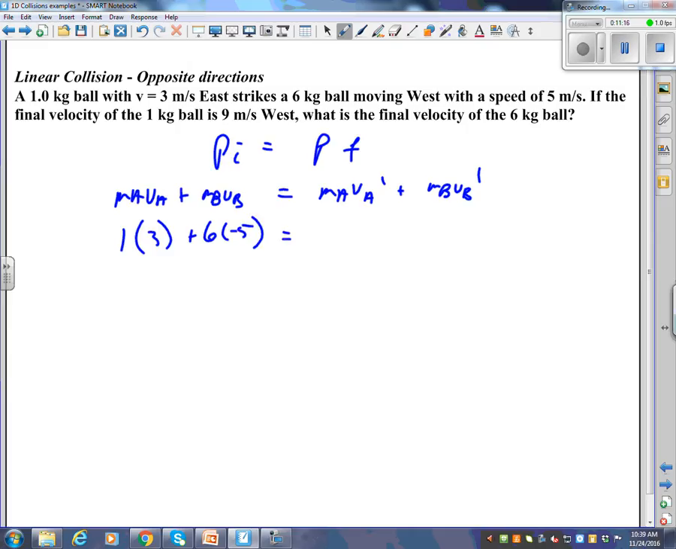The mass of A again is 1. As long as you put this in the same order, this number here in front is always going to be the same, right? If the final velocity of the 1 kilogram ball is 9 west, so that's going to be 1 times minus 9, right? Plus 6 times what we're trying to find, VB prime.